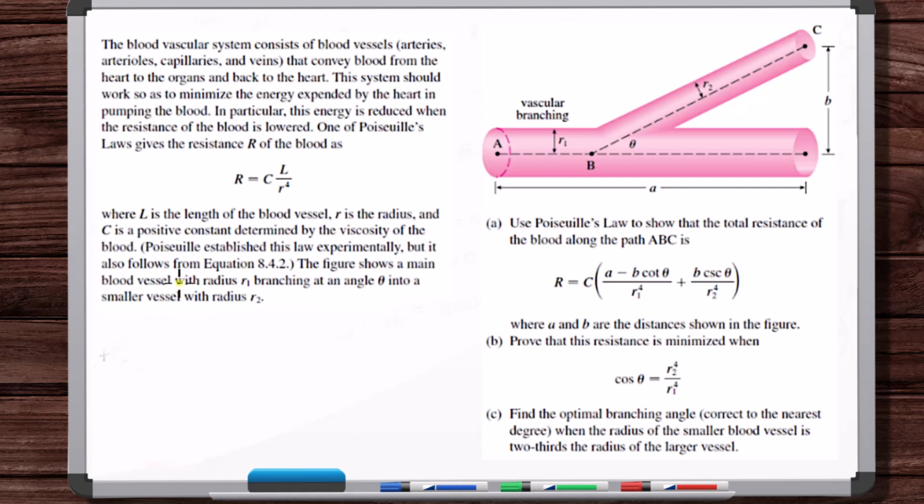The figure shows a main blood vessel with radius r1 branching at an angle theta into a smaller blood vessel with radius r2. Use Poiseuille's law to show that the total resistance of the blood along the path ABC is... So let's find the total resistance of the blood along the path ABC. We're going to do R from A to B, and then add that to R from B to C. This is not a biology video here, so don't get bogged down with the biology. I'm just going to keep it simple.